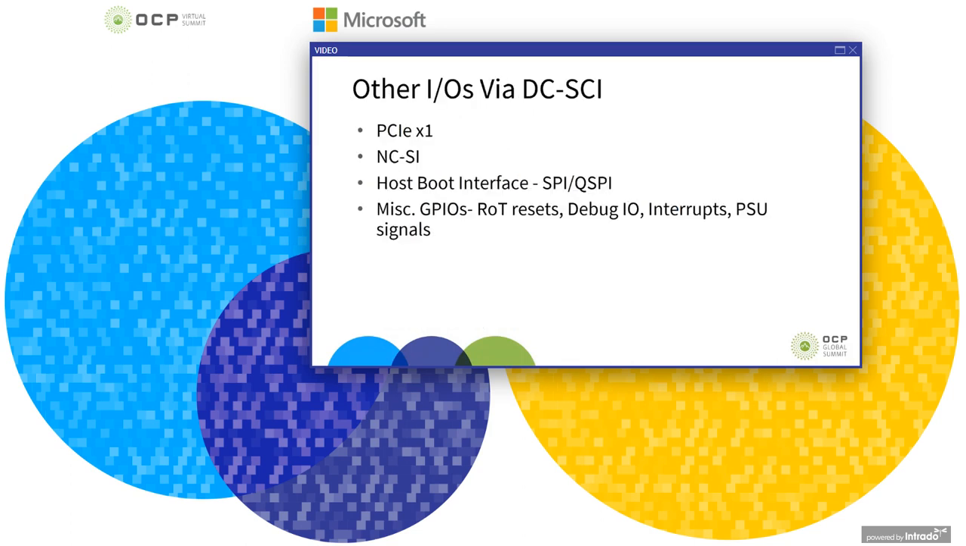Other IOs via DCSCI include a PCIe x1 interface, typically used for video or firmware update, the network controller sideband interface, for which the spec provides detailed timing considerations, host boot interface like SPI or QSPI, as well as miscellaneous GPIOs like root of trust, reset controls, debug IOs, interrupts, as well as some power supply related signals.